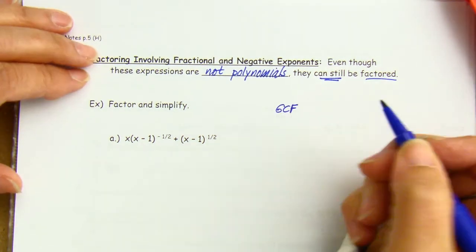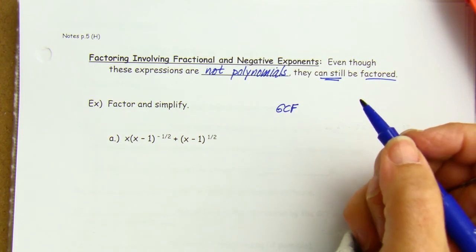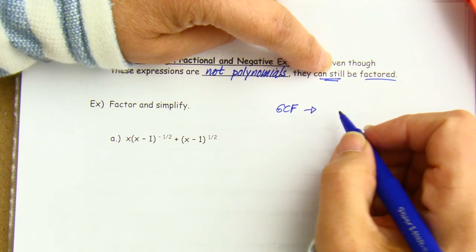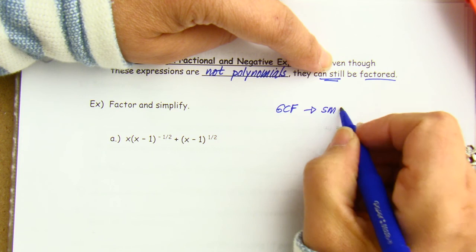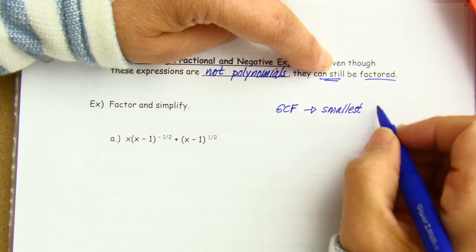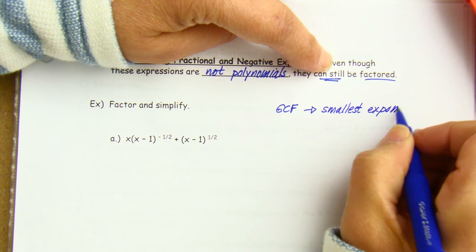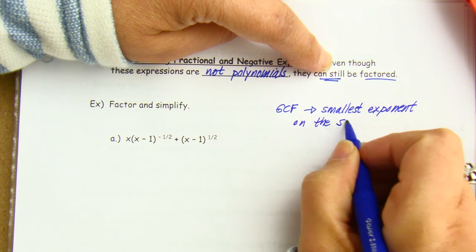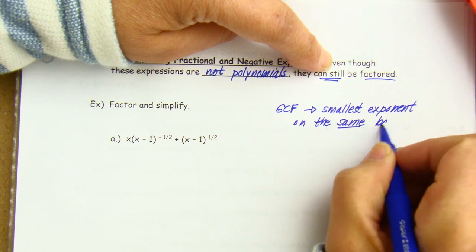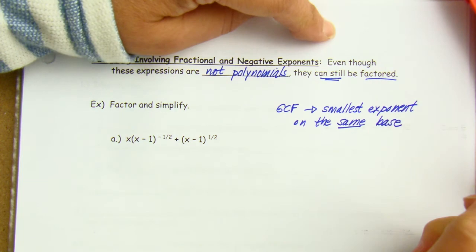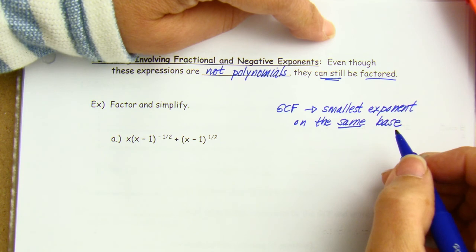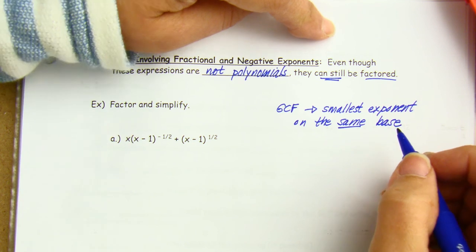Now remember, you can't take anything large out of something small, but you can take something small out of something large. So looking for the GCF, you're looking for the smallest exponent on the same base. Because remember, again, you can't take something big out of something small. So you're looking for the smallest exponent. That's the clue. It is the greatest common factor because it's the biggest thing that can be pulled out of each factor.